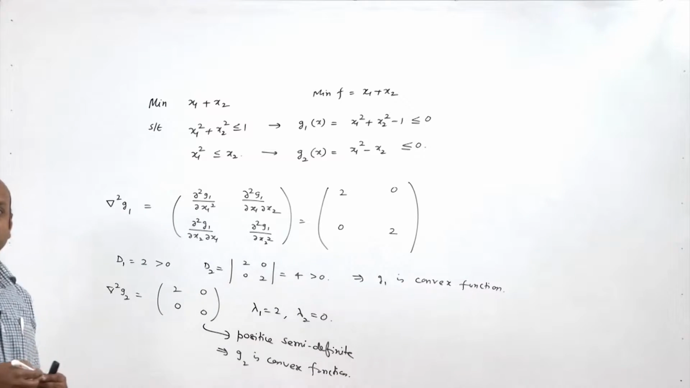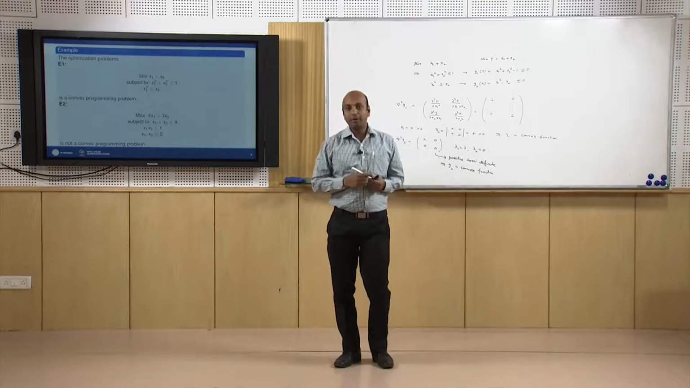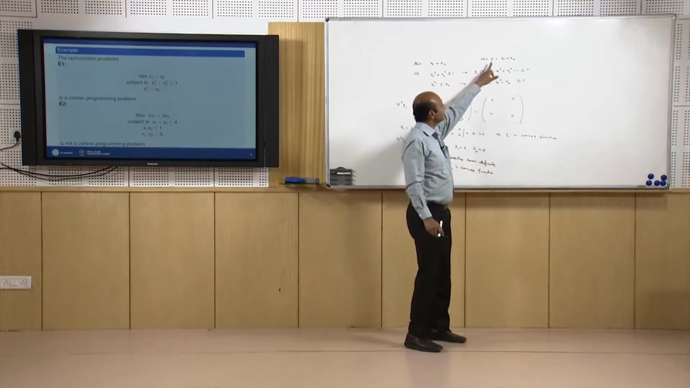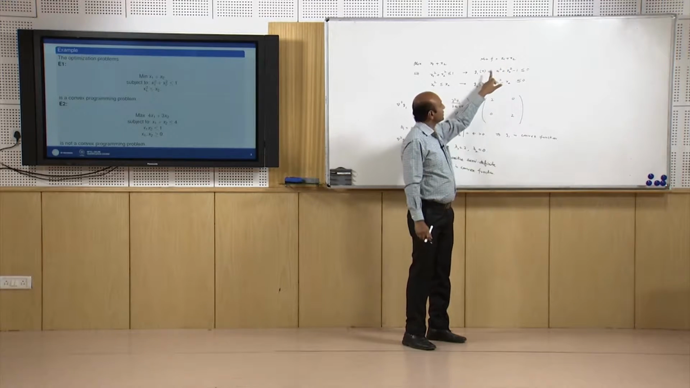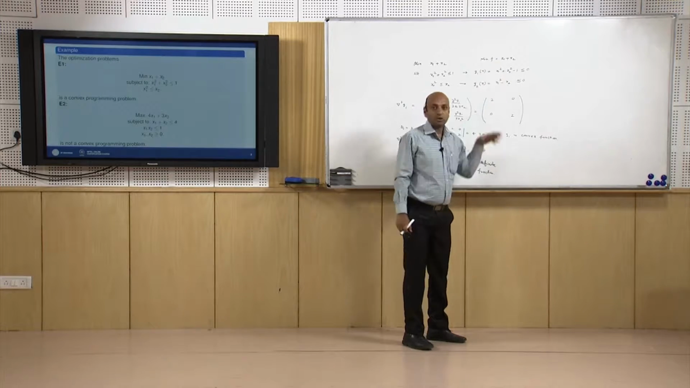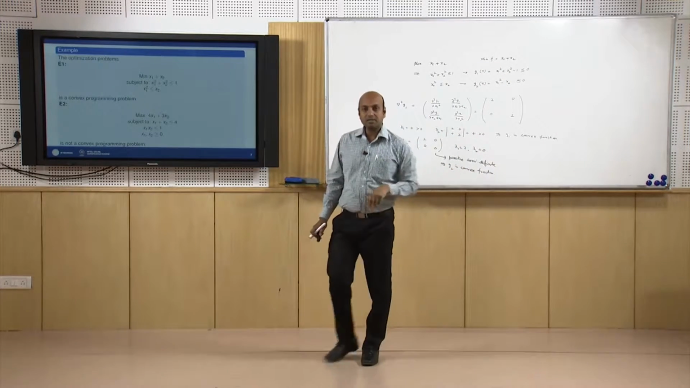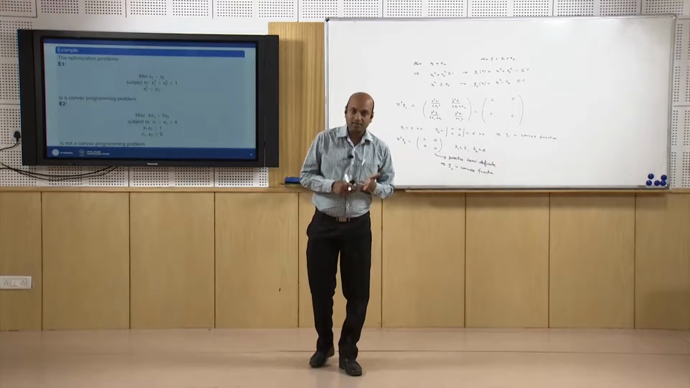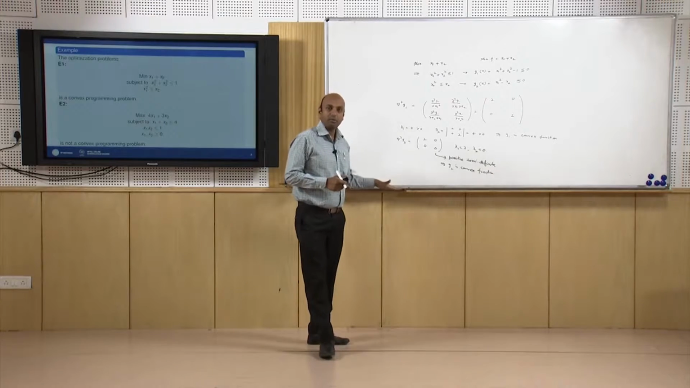So, hence we have seen that for this problem, for this particular example E1, the objective function f is convex, constraint G1 is convex, constraint G2 is convex. Hence, it is a convex programming problem, because the involved objective function and all the constraints are convex.